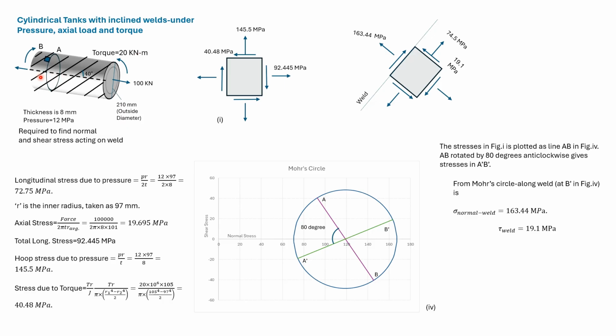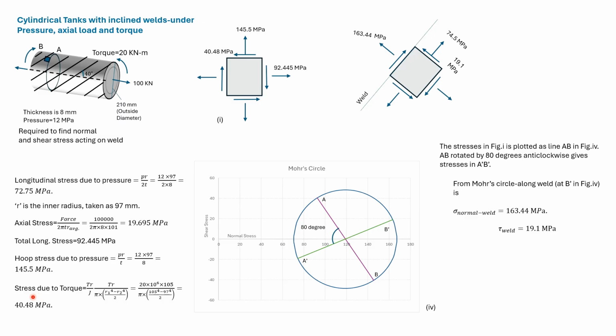This is a case of a cylindrical tank with inclined welds, and it is subjected to pressure, axial load, and torque. So in the longitudinal direction, there will be two stresses, one due to pressure and the other due to the axial force. Here we have found out the stress due to pressure, and here due to the axial force. The axial force is tensile, and we add up the two stresses to get the longitudinal stress. We find out the hoop stress as usual.